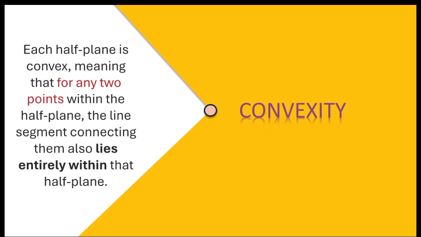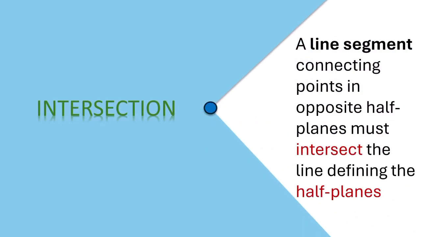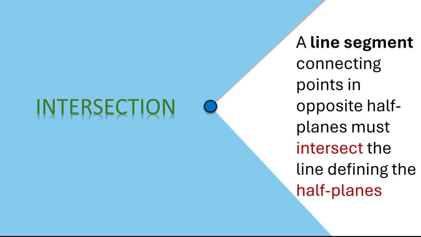Now, what happens if you pick 1 point on each side of the line? Then the segment connecting them will always cross the line. There's no way to go from one side to the other without passing through the line that separates them. Think of this like trying to walk from one side of a fence to the other. You'll have to cross the fence line at some point.